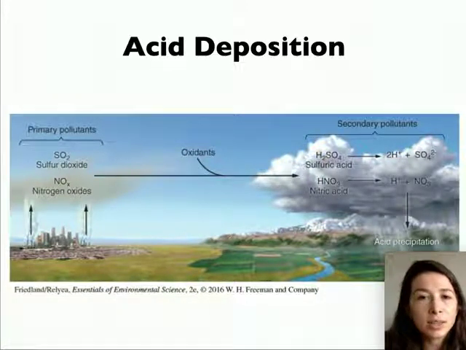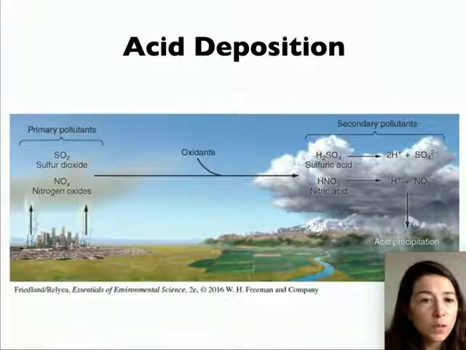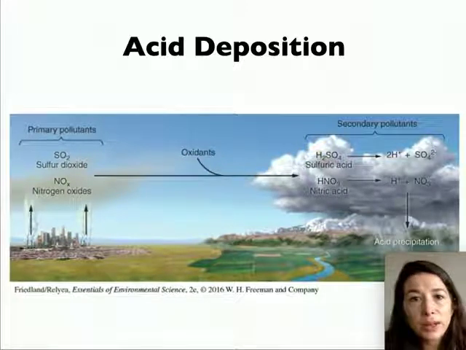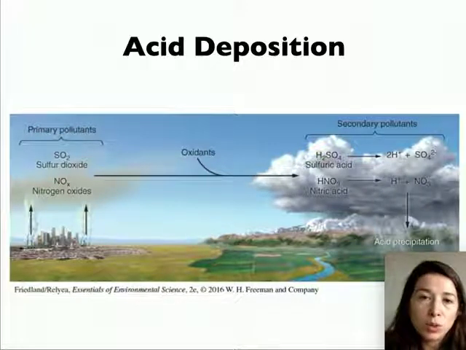So now that we understand the pH scale and we know about hydrogen ions and that the presence of hydrogen ions makes things more acidic, let's take a look at acid deposition again. So here's our primary pollutant. We have sulfur dioxide coming out of, it looks like in this case, some industrial complex or some factory that's generating electricity. And we have this chemical reaction happening in the air. So we're going to change these primary pollutants into secondary pollutants.